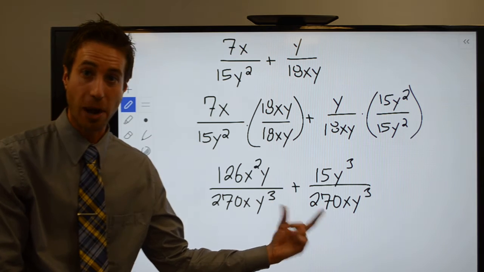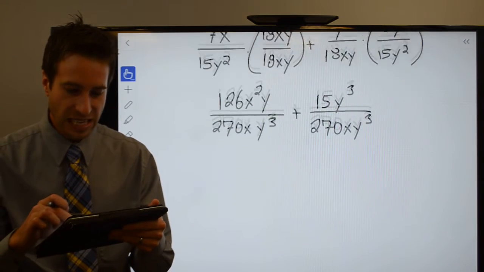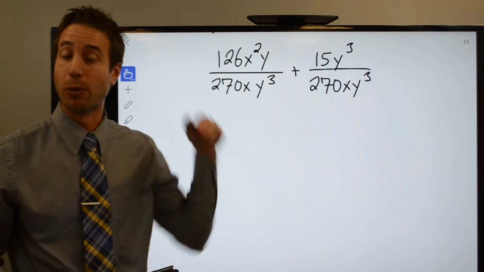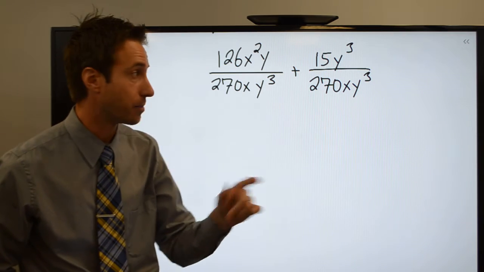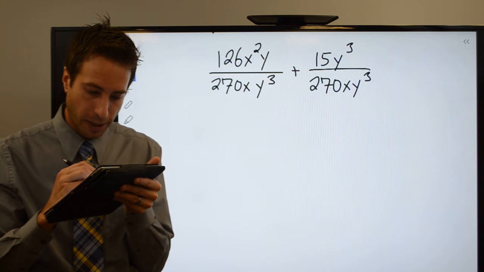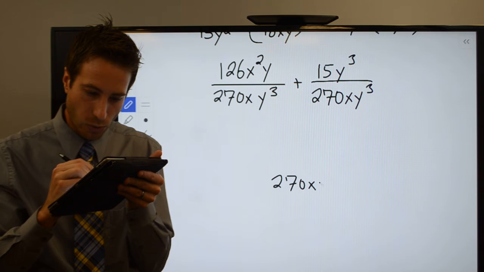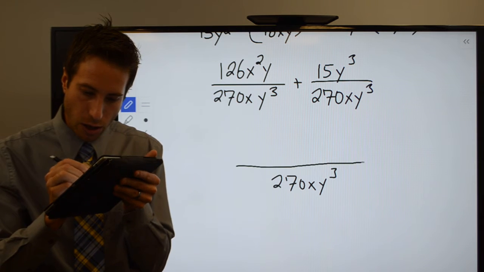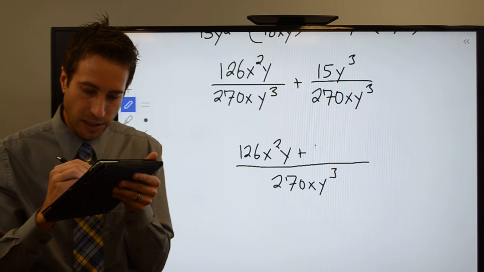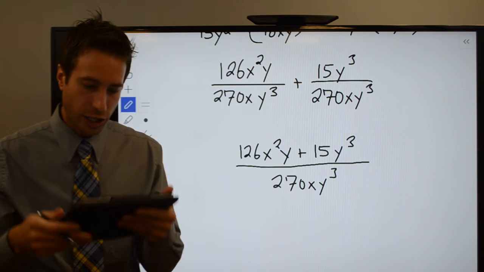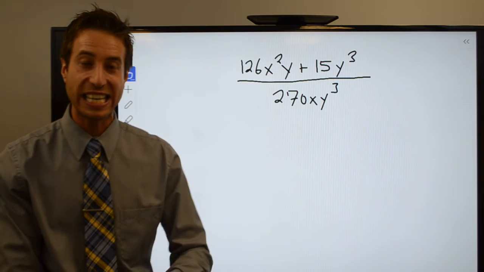Now, at this point, you're probably thinking, geez, what the heck is going on? This isn't the same common denominator we got when we did it the first way. Stick with me. I now have my common denominator, so I will add these fractions by adding the numerators. Careful, they are not like terms. And then writing my common denominator, which is 270xy cubed, under 126x squared y plus 15y cubed. All right, you get to here and you go, well, geez, Mr. Lawrence, that was way easier.